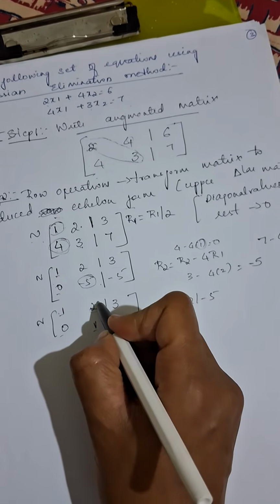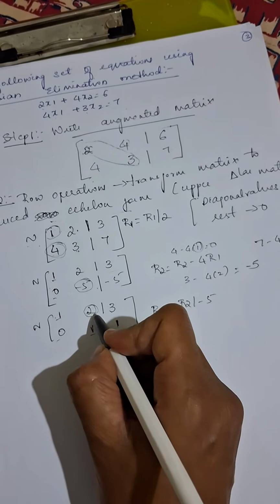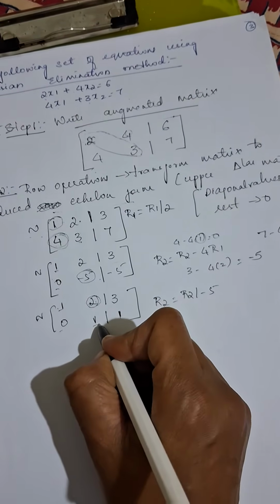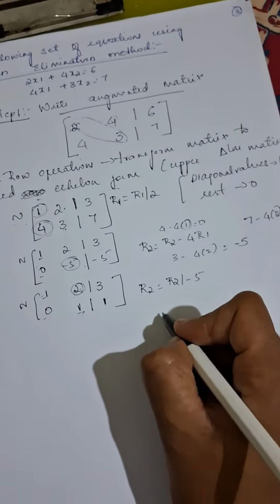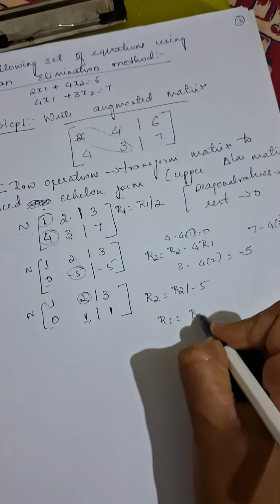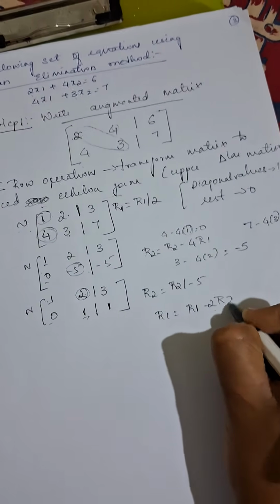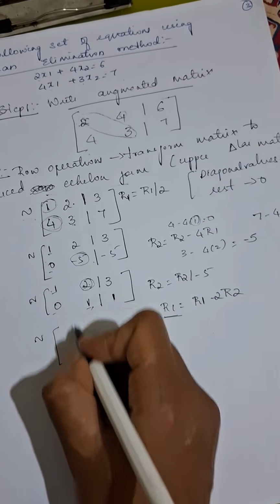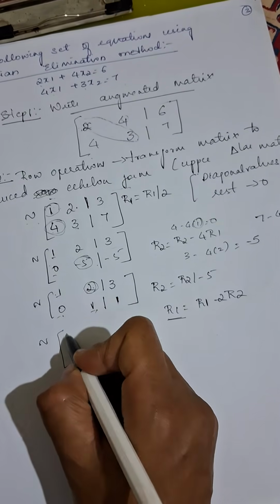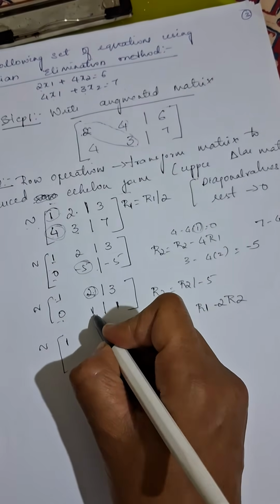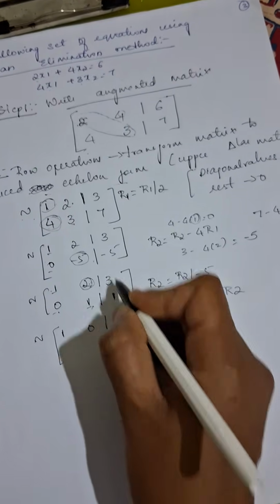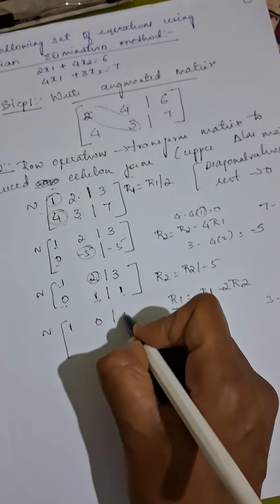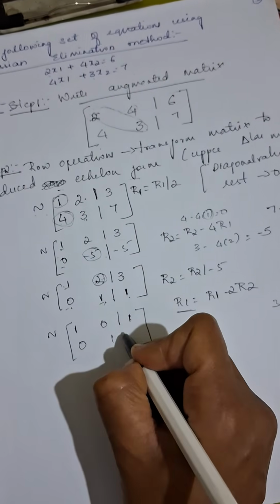Now what is remaining? This one. So I have to make this 0. How will you make it 0? 2 minus 2 times 1, right? That will make it 0. So R1 is equal to R1 minus 2 times R2, right? Now I am just transforming the first row. So 1 minus 2 times 0 is 1. It remains unchanged. 2 minus 2 times 1 is 0. 3 minus 2 times 1 is 1. The second row remains as it is.